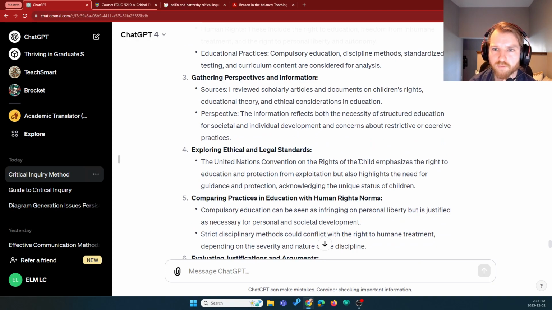Now it's saying that document I mentioned earlier emphasizes the right to education and protection from exploitation, but also highlights the need for guidance and protection, acknowledging the unique status of children. So I think that's maybe why I think that slavery was maybe not the right term, because slavery does have this exploitative aspect to it, where you're trying to get labor out of someone else. So I do think that this has helped refine that question away from that.